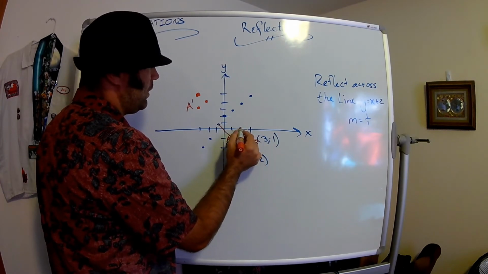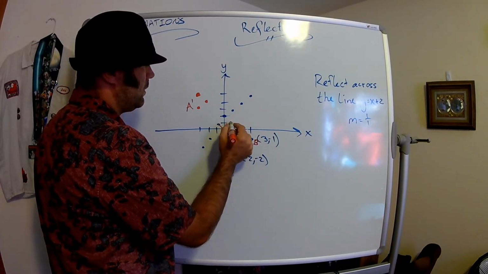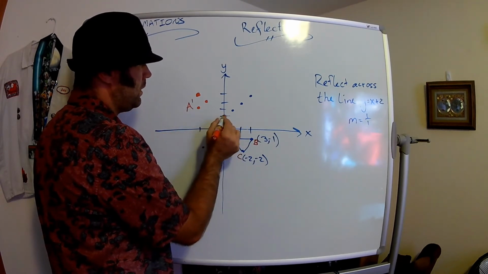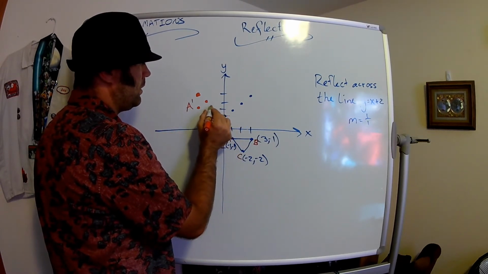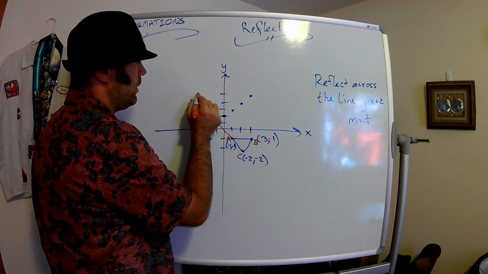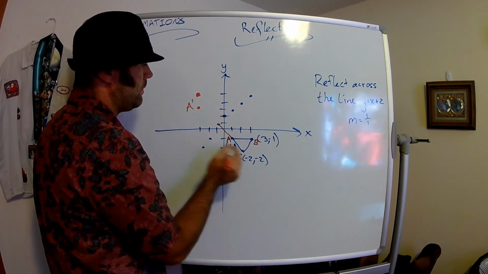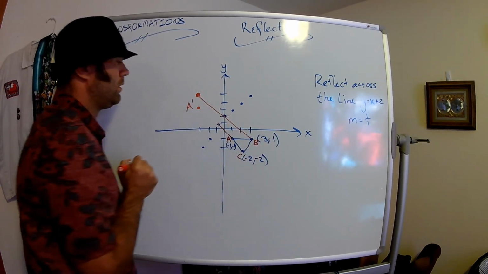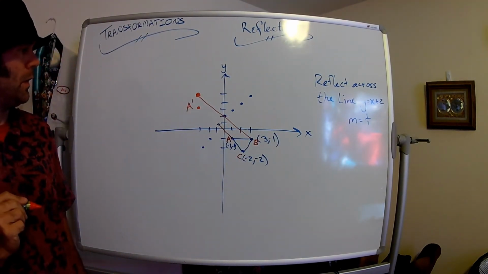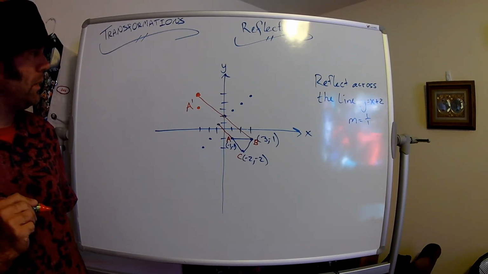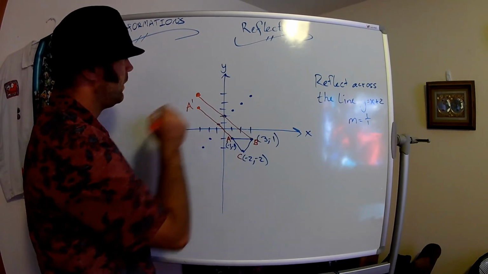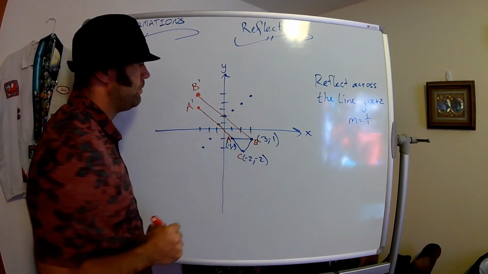Over 1, up 1, over 1, up 1, over 1, up 1. That gets us to this point. And there we go. Okay. We could have extended this one as well. And that gives us B prime.